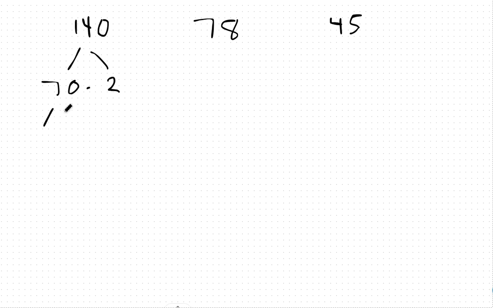Okay, so we got another set of three numbers here. We got 140, 78, and 45. We're going to break these down into their primes. So 140 is 70 times 2. And we can break down 70 into 35 times 2. And then 35 you can break down to 7 times 5.